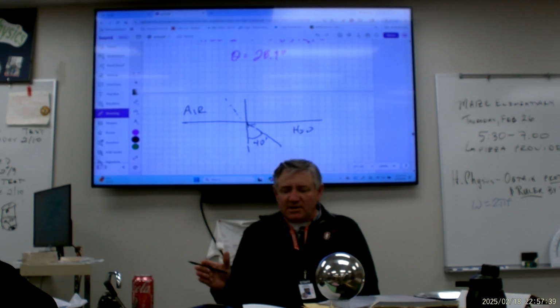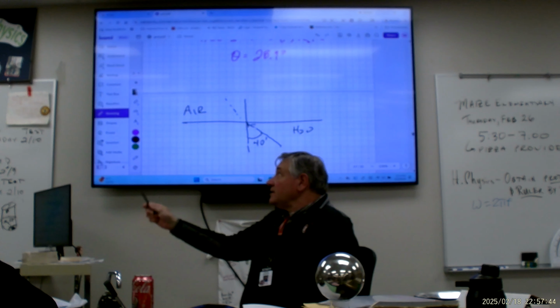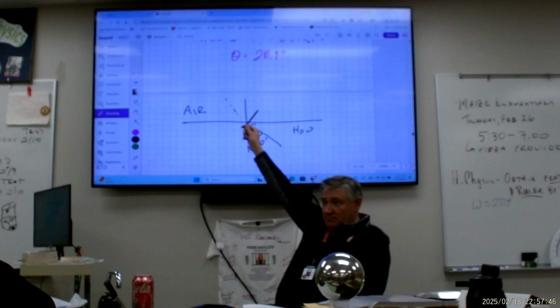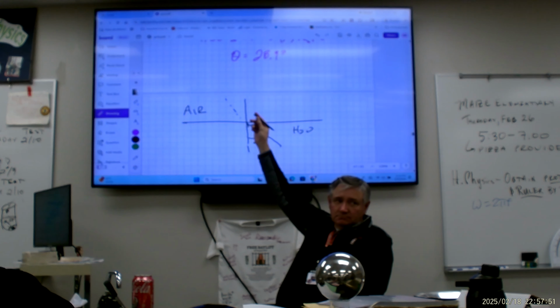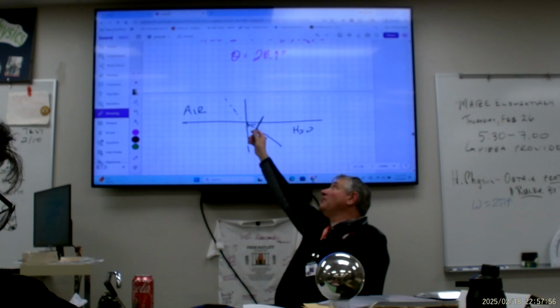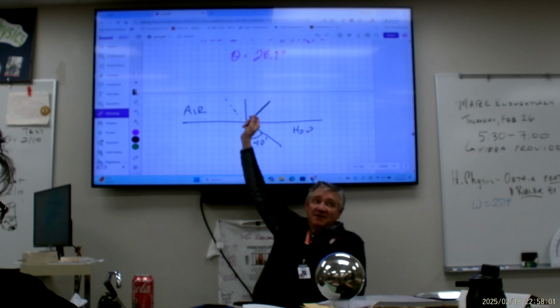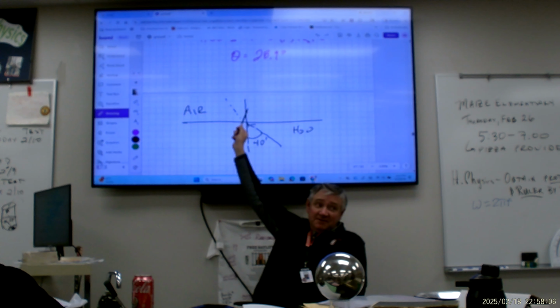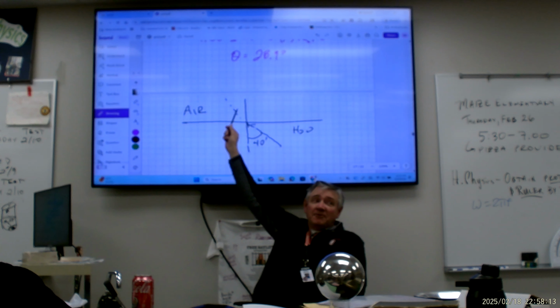As it crosses that interface from water into air, it speeds up. Since it speeds up, what's it going to do? Flatten out or get steeper? The top of the wheel speeds up because this is dry pavement, so it goes faster. So it's going to flatten out, or does it go steeper?